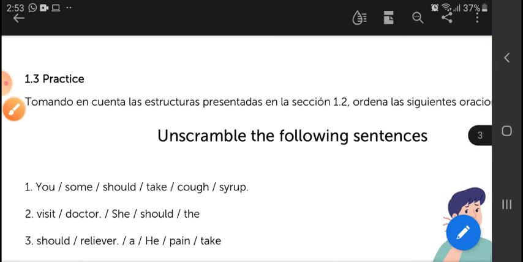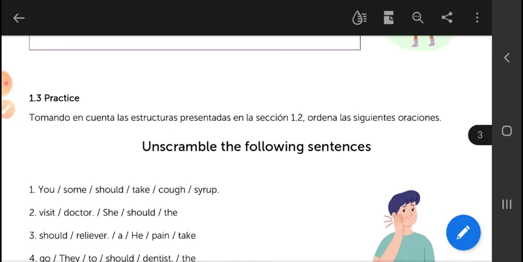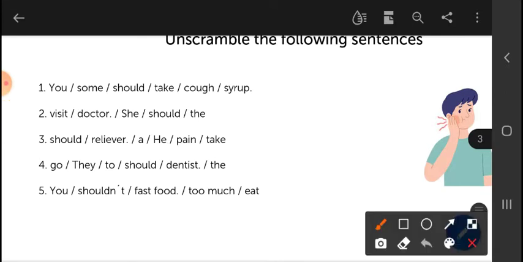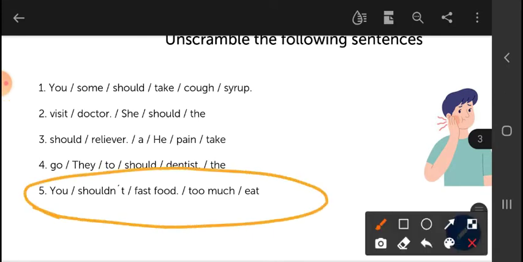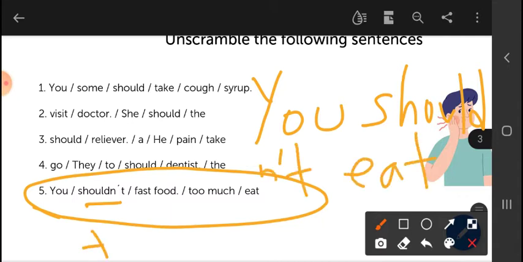Practice. Tomando en cuenta las escrituras presentadas en lo que acabamos de ver, ordena las siguientes oraciones. Okay, you have to put them in order. Vamos a hacer una. Hagamos la number 5. Let's do number 5. You shouldn't eat too much fast food. Okay?